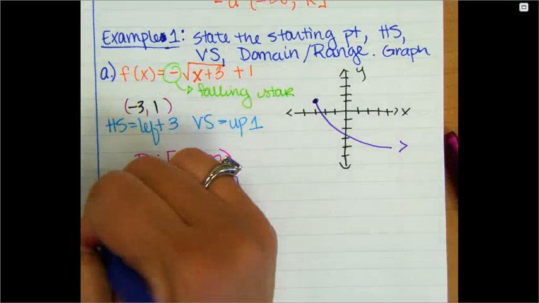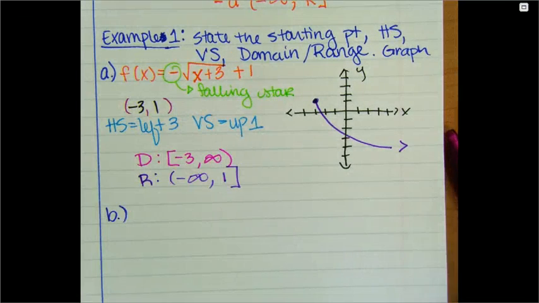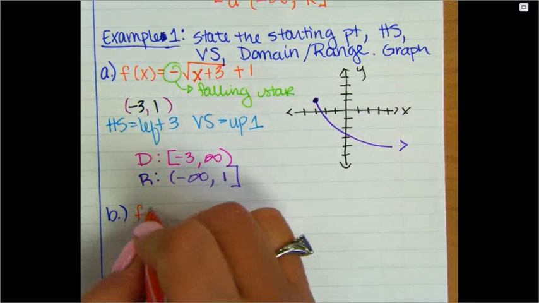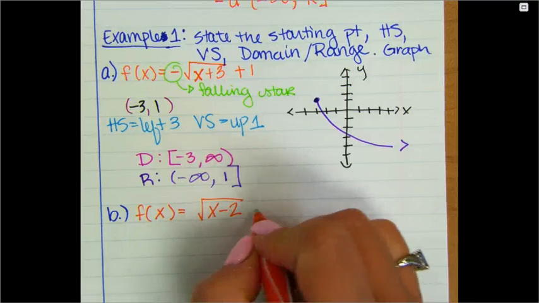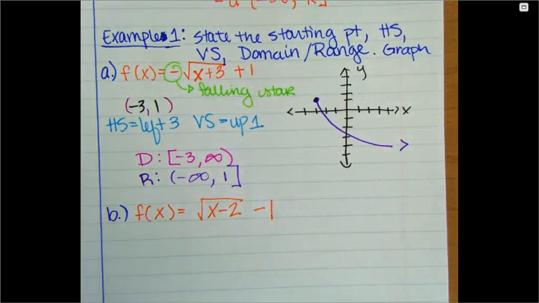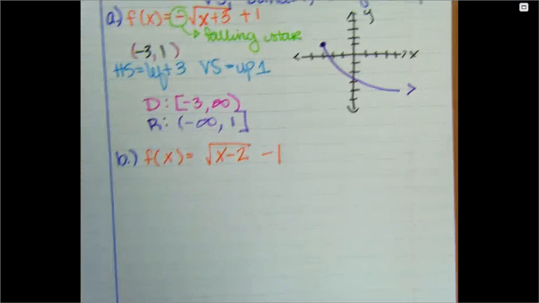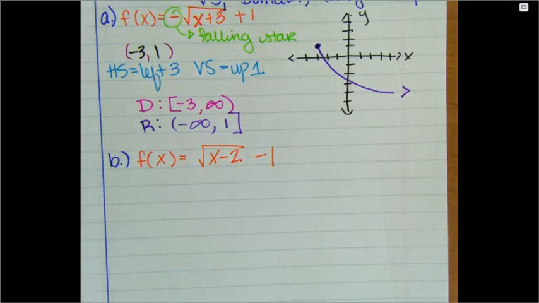All right, second example. Let's do another one. Hopefully you get this one. F of x equals radical, so square root of x minus 2, minus 1. So f of x equals the square root of x minus 2, minus 1. Same rules. Make sure you graph.